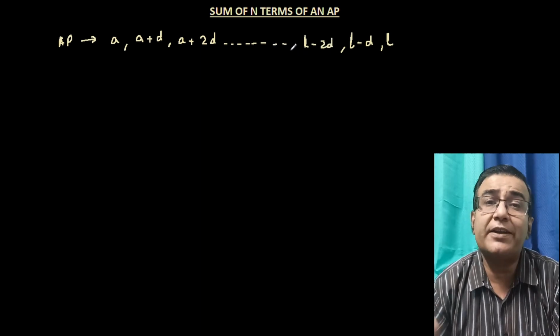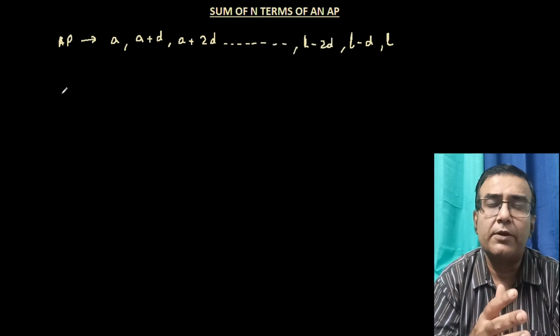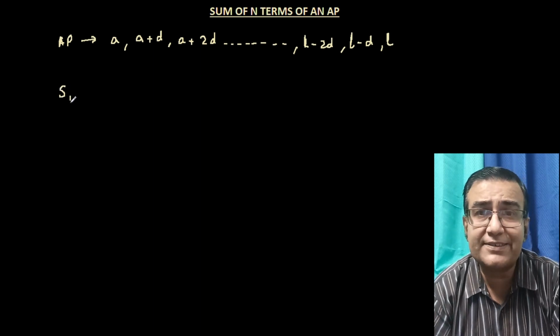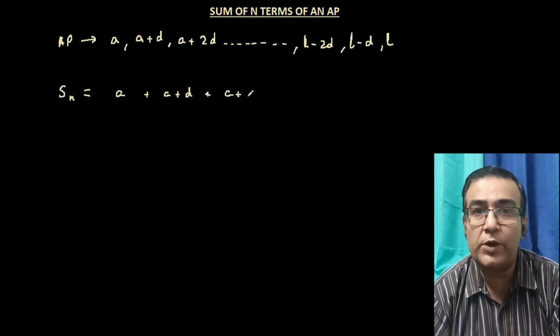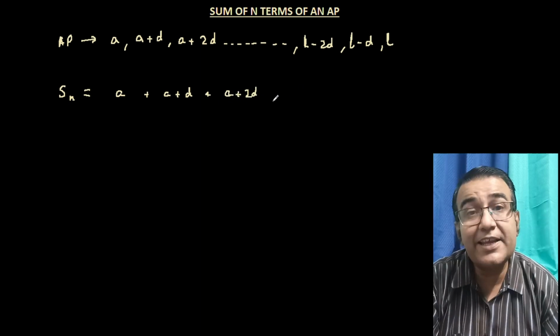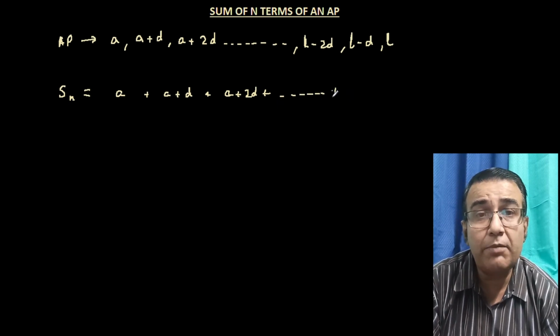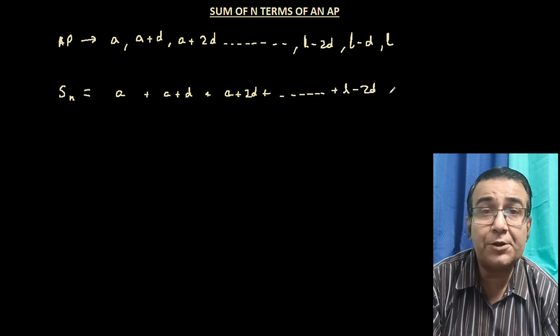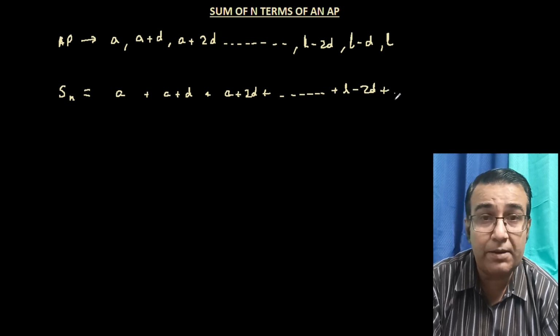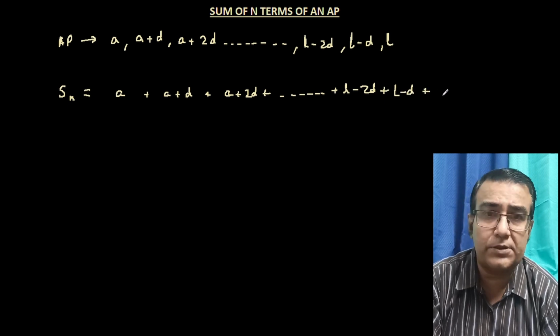Now if we were to find the sum of all these terms, which we could denote by the letter Sn, which stands for the sum of n terms of an arithmetic series, it could be written as A plus A plus D, which is the second term, plus A plus 2D, which is the third term, and it keeps going on until we come to the third last term, which is L minus 2D. Then add to that the second last term, which is L minus D, and the last term, which is L.